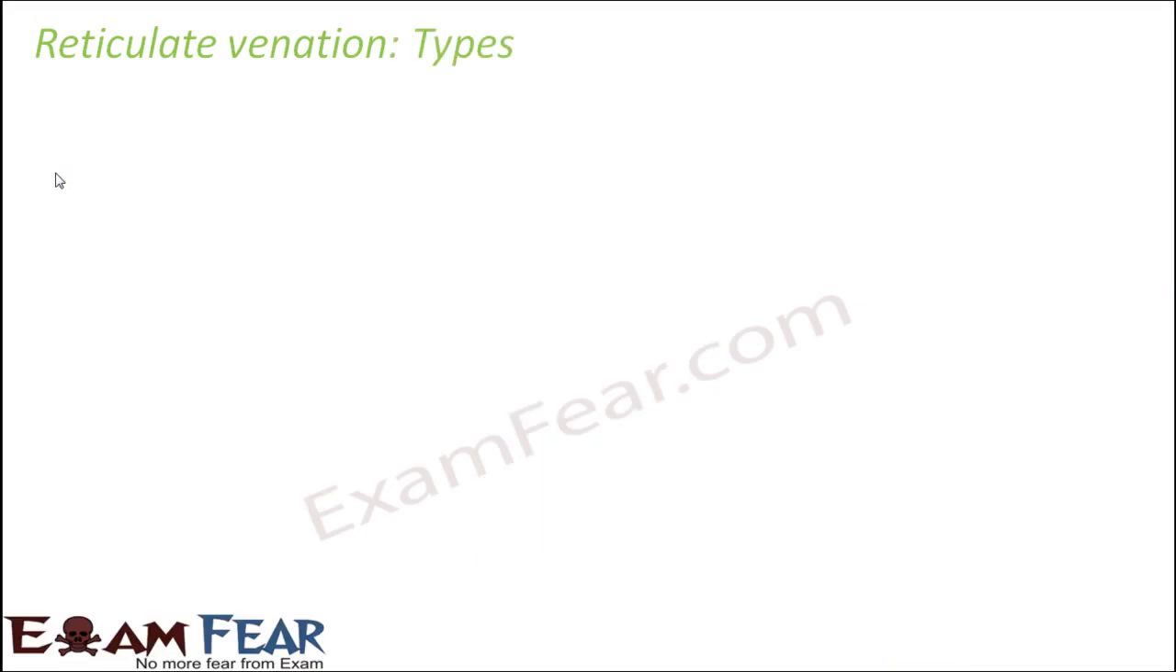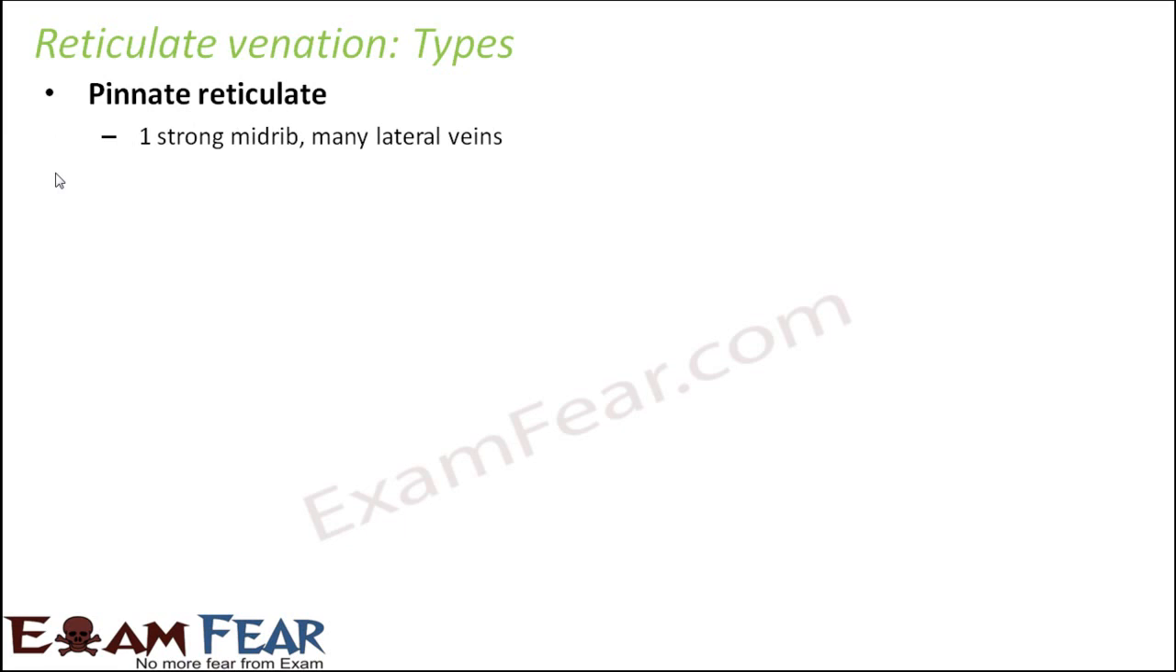Now, in reticulate venation also, there are different types. Even though the veins and veinlets are arranged haphazardly, there are still two categories into which they can be divided. One is called pinnate reticulate and the other is called palmate reticulate. So let us first see pinnate reticulate.